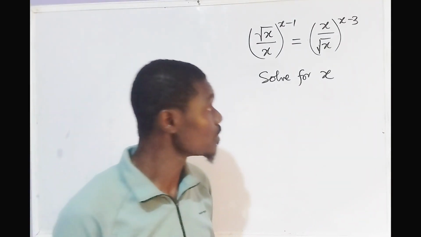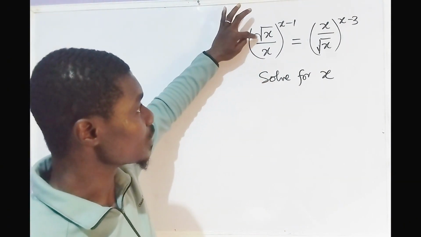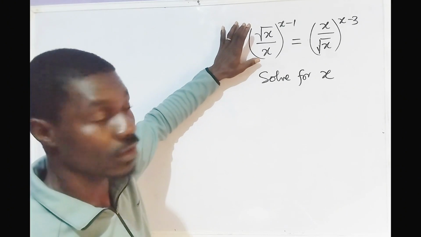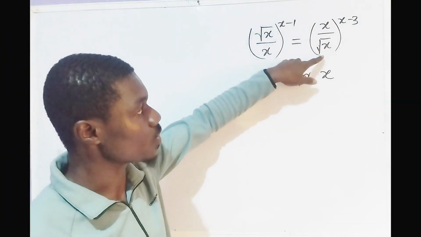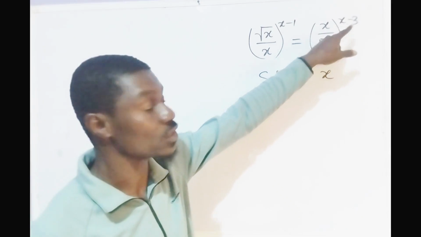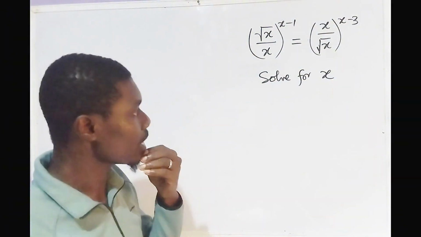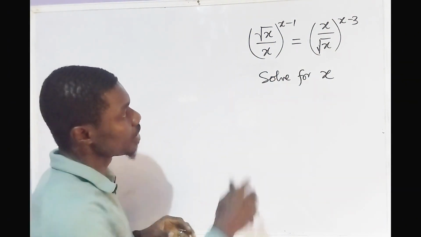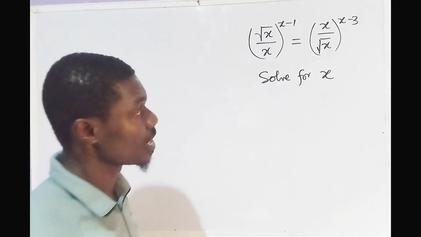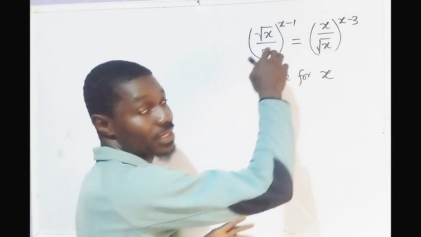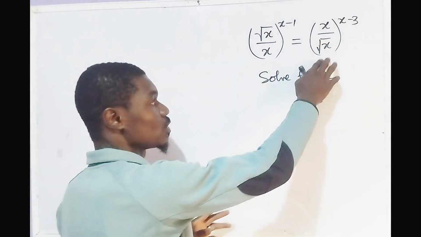Online tutorial. Now before us is a beautiful exponential equation. It says: the square root of x all over x, all raised to the power of x minus 1, equals x all over the square root of x, all of them raised to the power of x minus 3, and we are told to solve for x. Let us recall that each of these terms in the brackets represents the base, and x minus 1 is the exponent of this one, while x minus 3 is the exponent of this one.